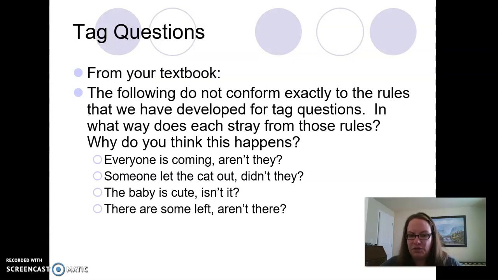Okay, if we look at the first one, everyone is coming, aren't they? Everyone is grammatically singular. We know that because it takes is, and this is something we've seen before. So in everyone being singular, we would expect the tag to be a singular pronoun as well, but we don't know whether it's he or she, and in English we don't have a gender neutral pronoun, or we kind of do have one that some people use, z, but it's not super well used. So everyone is coming, isn't he or she, would be equally awkward, in fact more awkward, right?